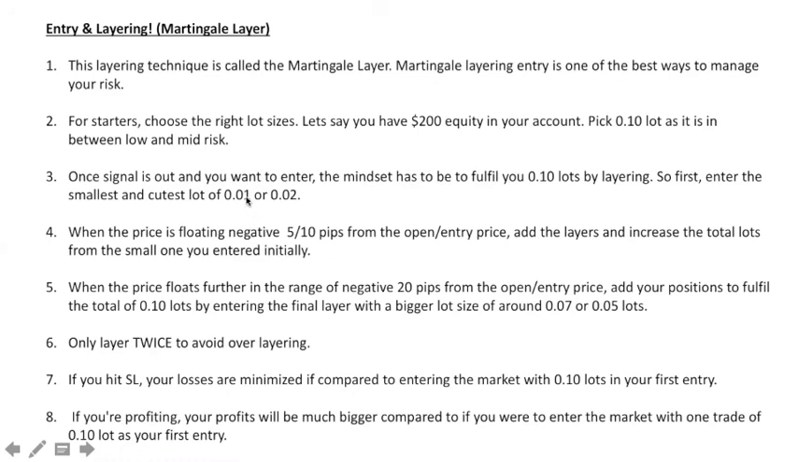Maybe the first trade you enter 1 cent, let's say your lot size is 10 cent. Your first lot size you enter 1 cent. When the price goes floating negative about 10 pips or 100 units, you enter 3 cent, another trade in the same direction. And when the price is floating more than 20 pips, then you enter the remaining lot size. From 10, you already used up 1 cent and 3 cents, so now the remaining is 6 cents. Now enter the final layer for 6 cents.